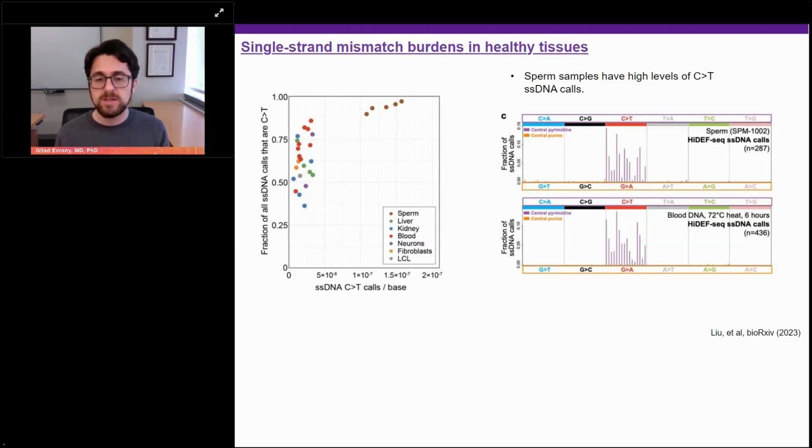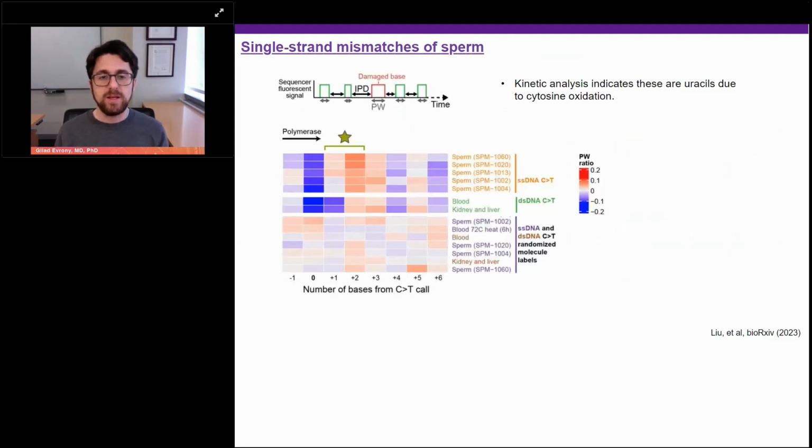This may be because sperm do not have a highly active DNA repair process because their DNA is highly compacted, so these cytosine deamination events may be accumulating over time without the capacity to repair them. And then presumably, when the sperm fertilizes the egg, the egg then repairs that damage.